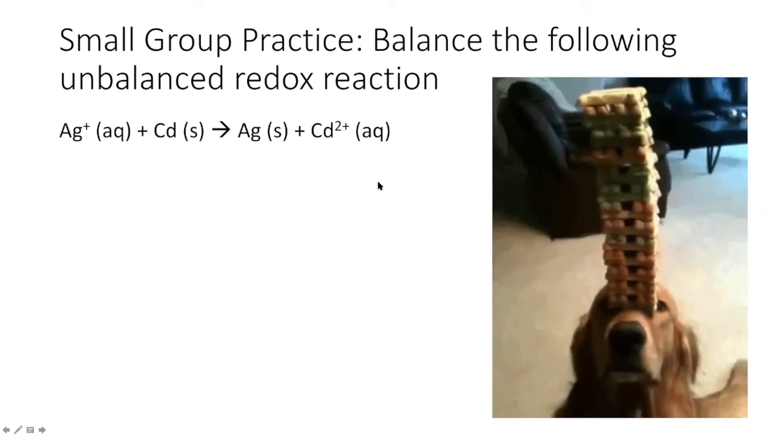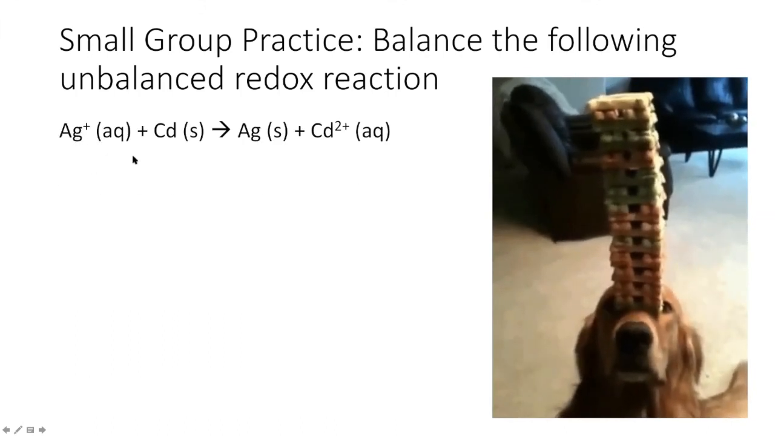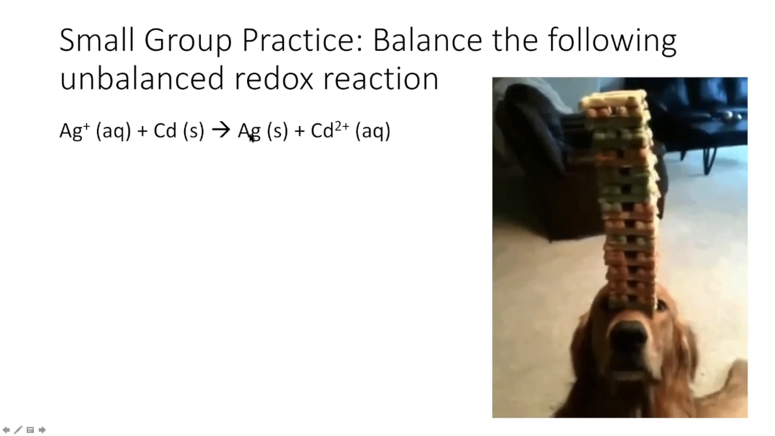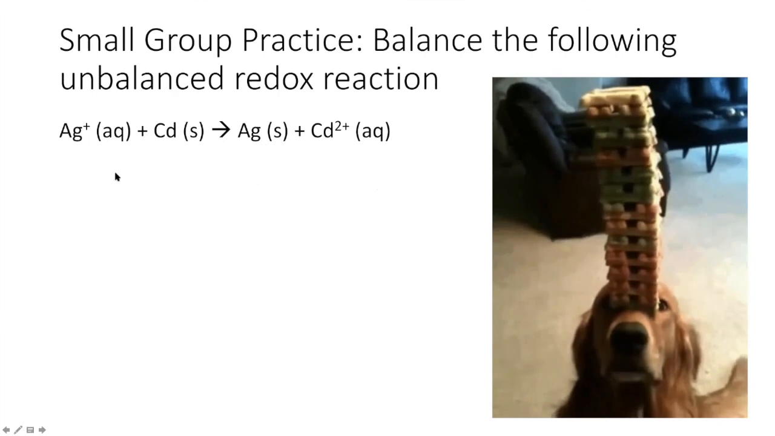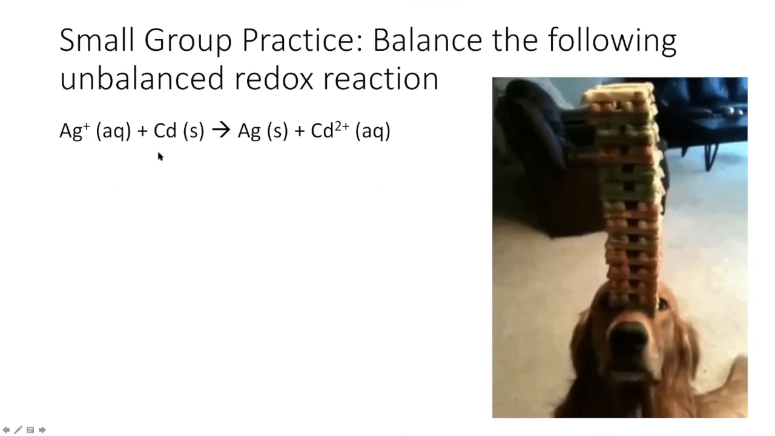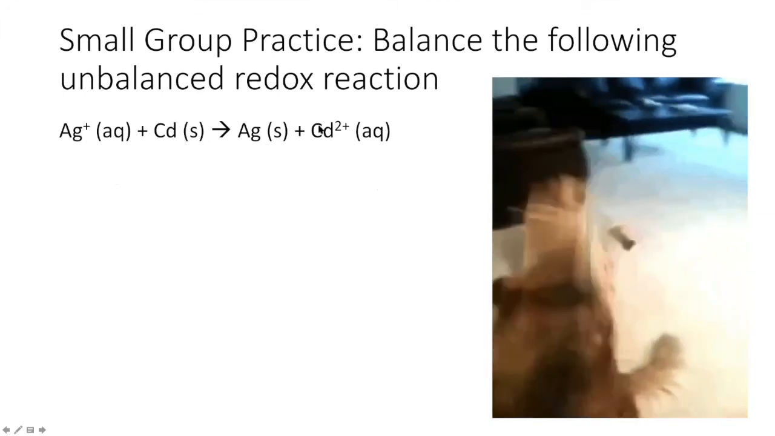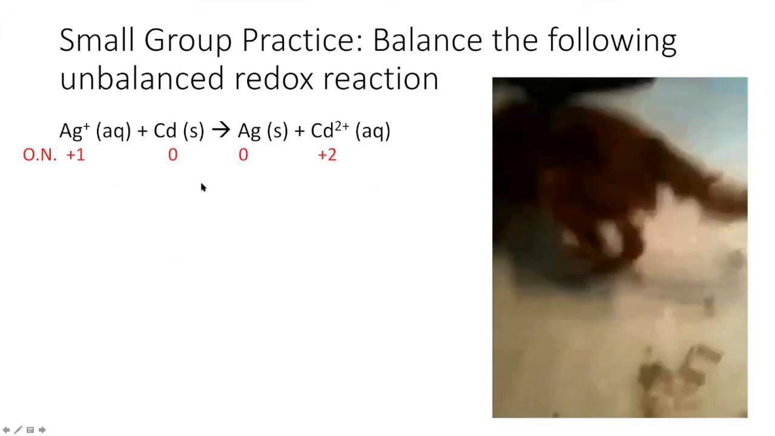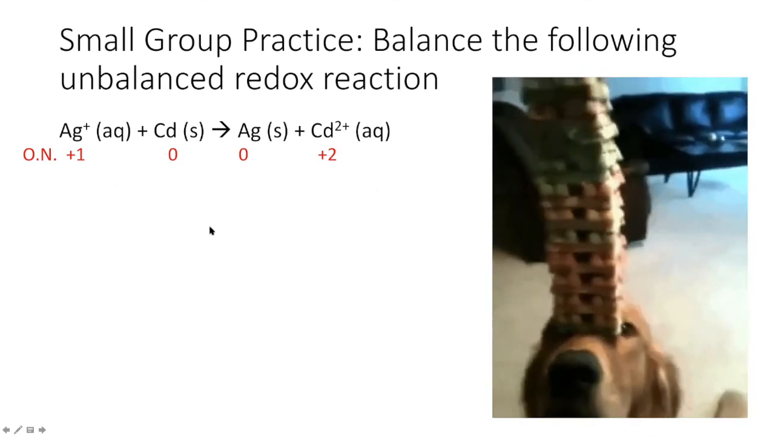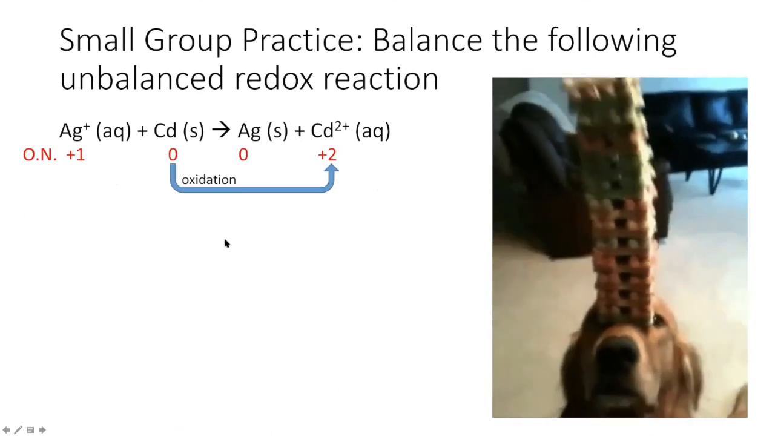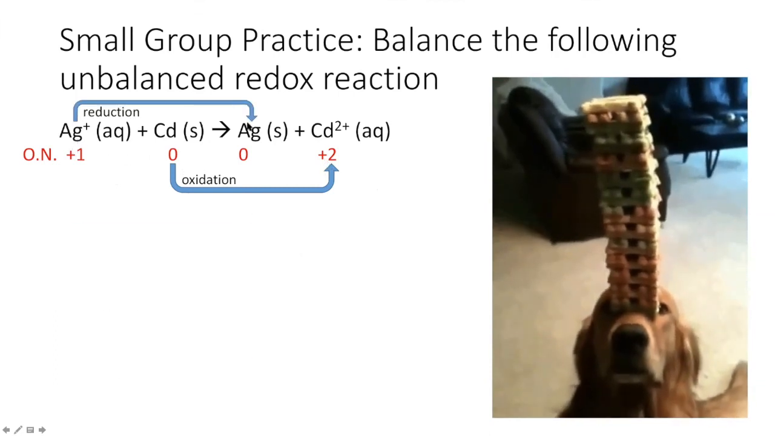In this case, we'll start with a simple one. We've got the silver ion reacting with cadmium metal to form silver metal and cadmium ions. Once again, you know that it's not balanced in terms of charge. You've got +1 on the left, but +2 on the right. So assign oxidation numbers: +1, 0, 0, +2. That identifies your oxidation process, which goes from 0 to +2, and your reduction process goes from +1 down to 0.